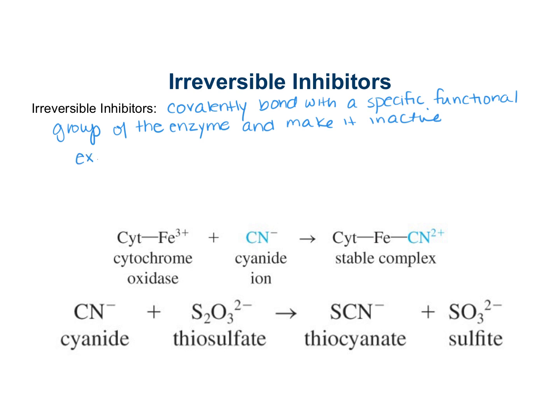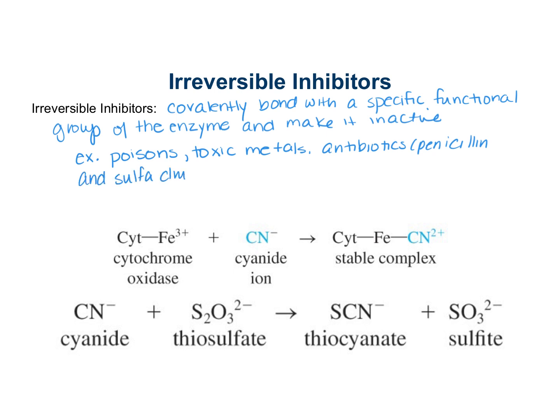So examples of this include poisons, toxic metals, antibiotics. So not all things are bad here. We've got antibiotics like penicillin and sulfa drugs. Right, so those are just some examples as far as things that act as irreversible inhibitors.